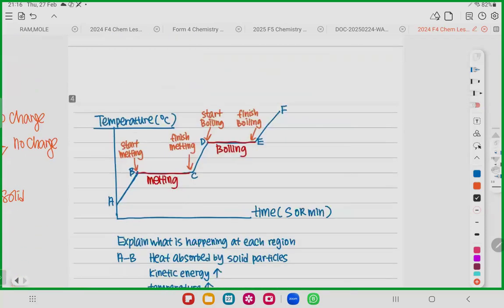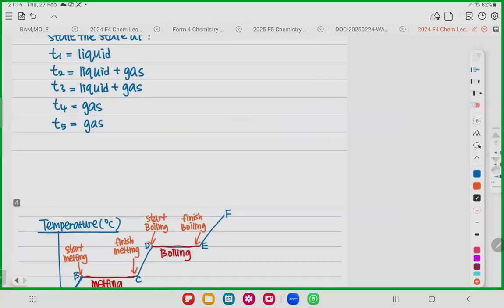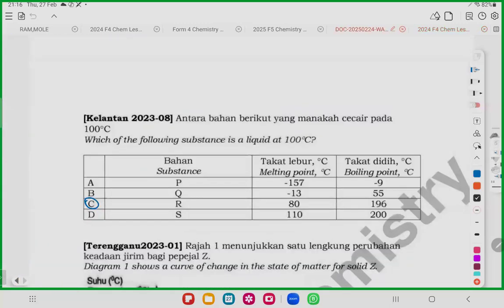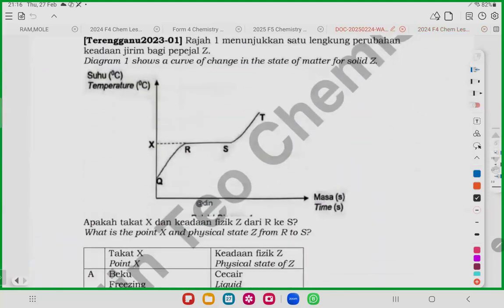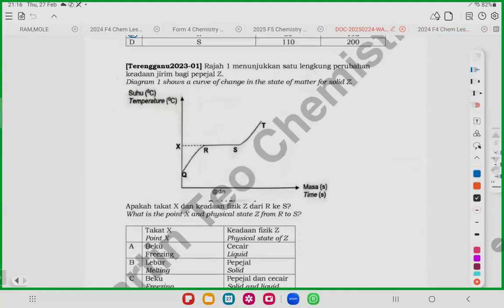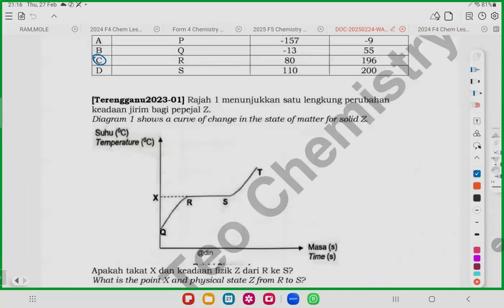Okay, anyway, let's go on. Let's do some exercise together. Then only we learn how to analyze, how to explain. Okay, now everyone, let's look at here. This question is from Terengganu. This question is from a Terengganu trial exam paper in the year 2023.